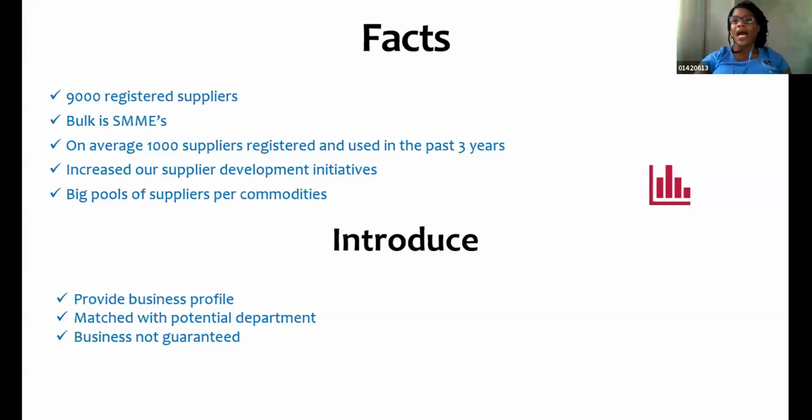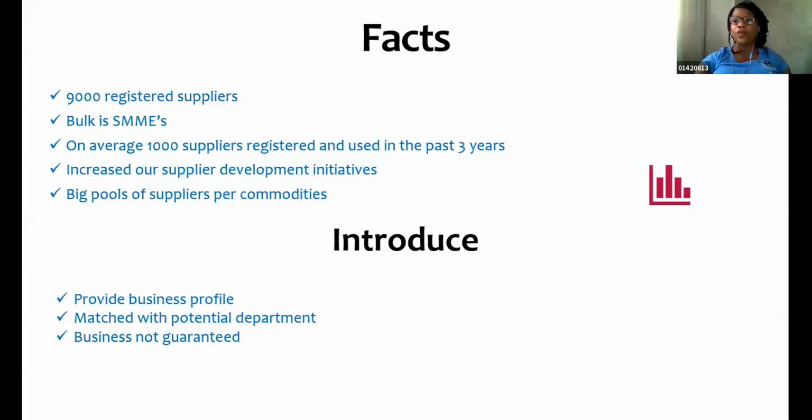So, how then do you do business with UCT? How do you get your foot in the door? What we've come up with is that you need to introduce yourself to the university. And how do you do that? You need to provide the university with your business profile. That's number one. That is where you start.